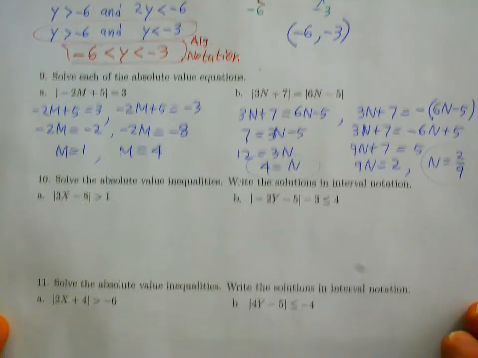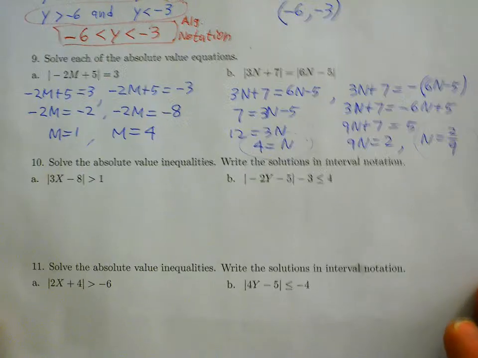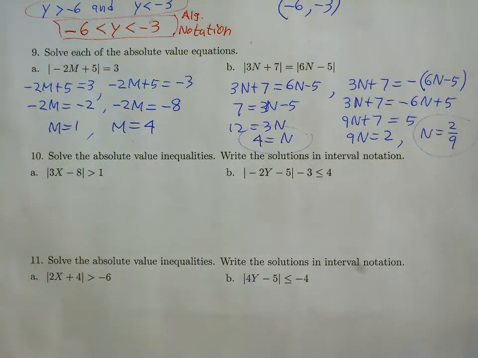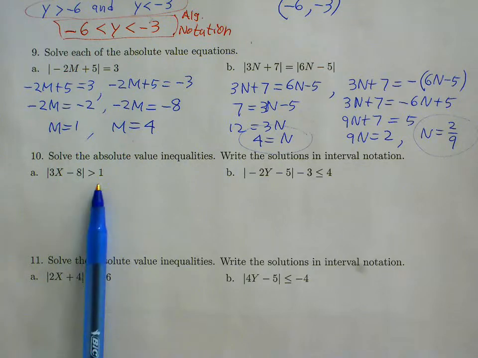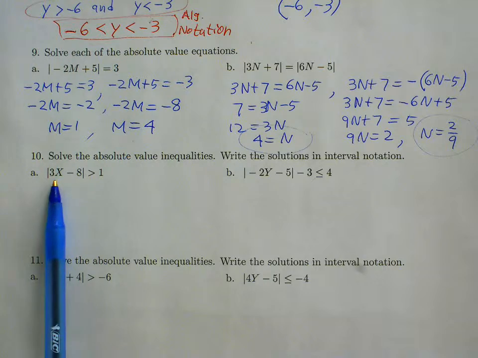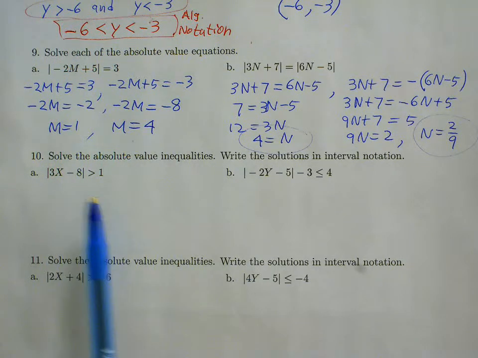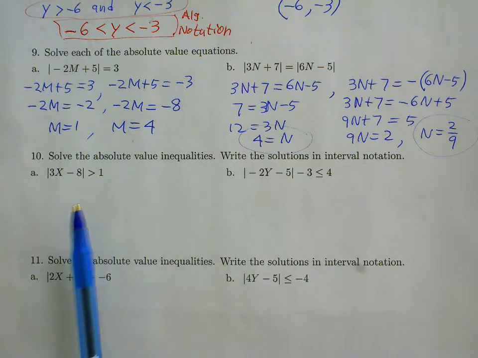Okay, number 10, part A, solve the absolute value inequalities. So think about what the definition says about absolute values. So this one is the absolute value of 3x minus 8 is greater than 1. So that means 3x minus 8 is either to the right of 1 on the number line, or it's to the left of negative 1.